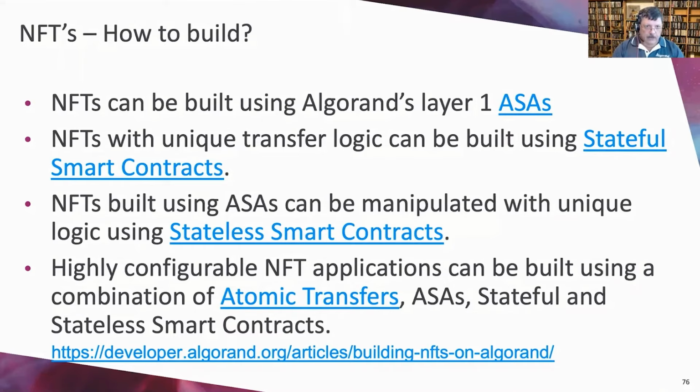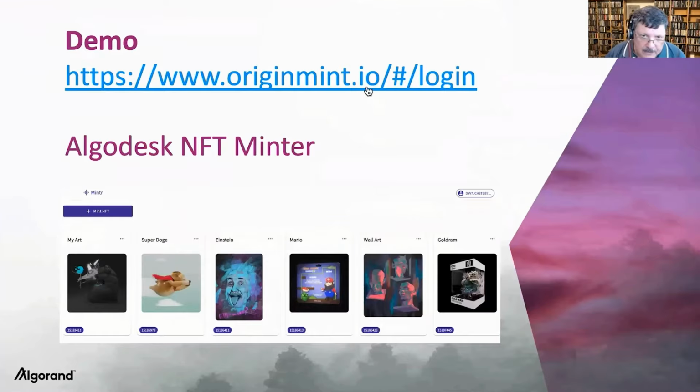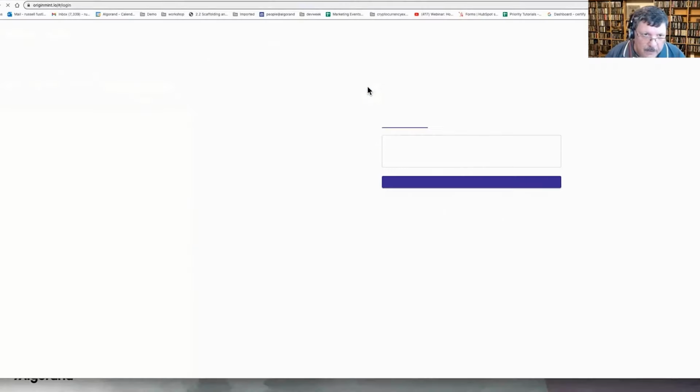You can also do NFTs with unique transfer logic, built using stateful smart contracts. Also, NFTs can be built using ASAs, manipulated with unique logic using stateless smart contracts. And then highly configurable NFT applications can be built using a combination of atomic transfers, ASAs, and stateful smart contracts as well. And then let's take a look at this demo here to go ahead and mint one of these.